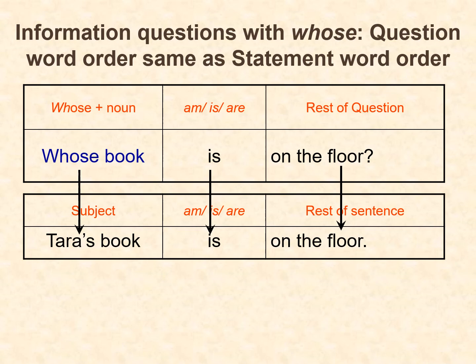In the example answer where I have the word Tara's, instead of Tara's you could also use one of the possessive adjectives. So a possible answer would be my book is on the floor, or his book is on the floor, or her book is on the floor. So where we get that possessive noun form Tara's, you could possibly get a possessive adjective if the person who is being spoken to would understand the referent. If the person would understand her book, who her refers to.